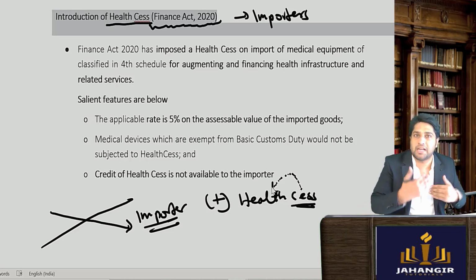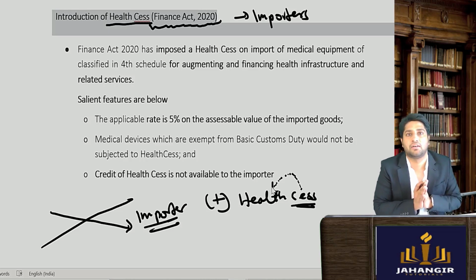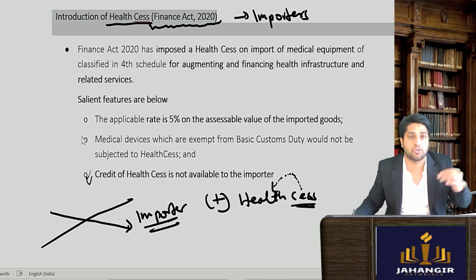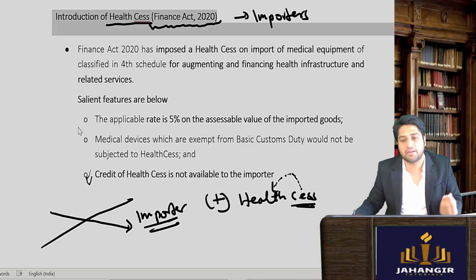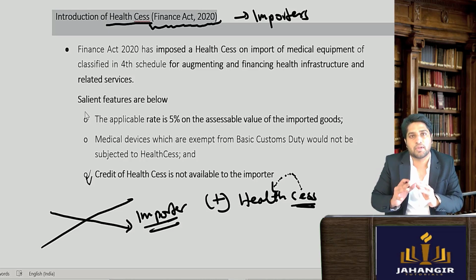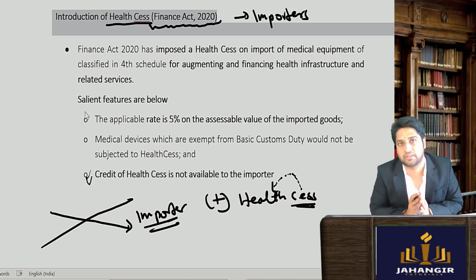So when health cess is collected, it will be used to develop the health infrastructure in India, like the building of hospitals and improving the conditions of service that the hospitals give, etc. So health cess is collected, meaning what? It is a tax collected from the importer. We will collect it and then whatever funds we get from health cess, we will use in the healthcare sector.